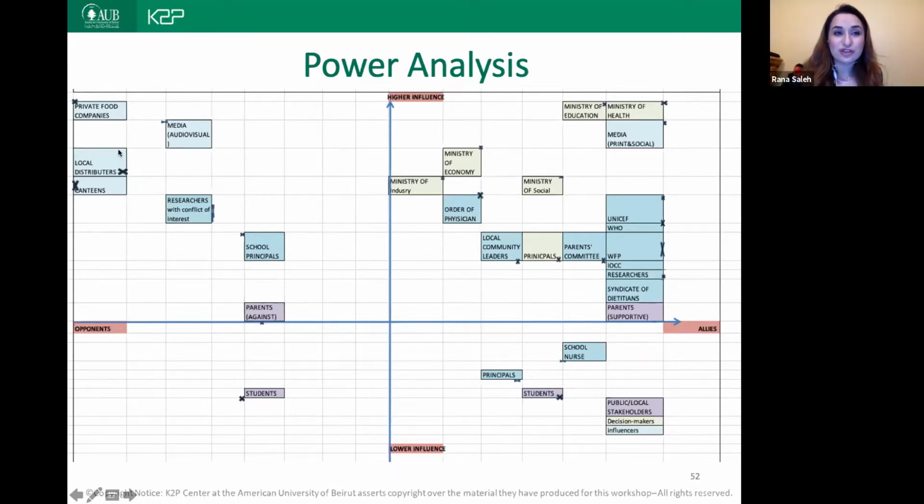Who are the opposition that appeared in our case? It was definitely the private food companies, and they are at the same power or the same level of influence as the ministries. Why? Because they were able to block change for so long. So we know that they are influential. Who else is in opposition? Local distributors to the schools. Canteens, definitely they won't like it.